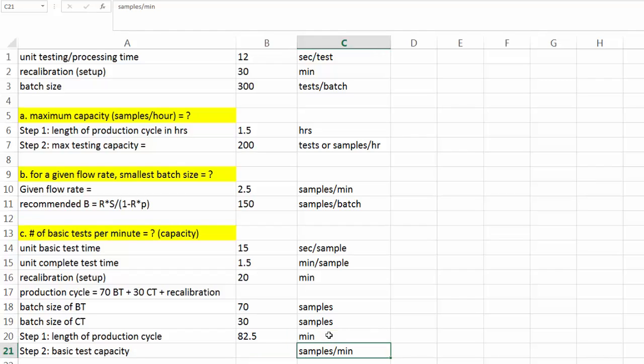To get the basic test capacity, it will be equal to batch size of basic test 70 divided by length of production cycle 82.5 minutes. And we get that the basic test capacity is 0.84 or 0.85 samples per minute.